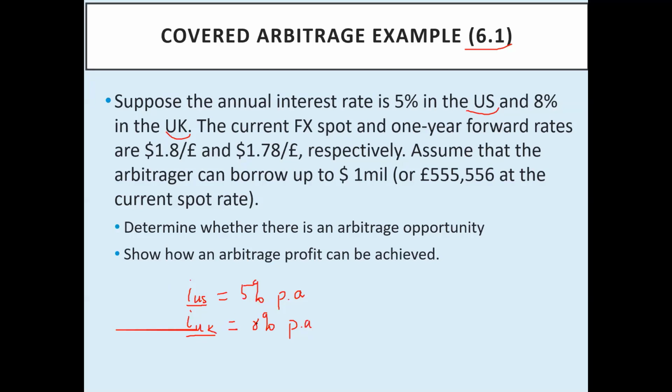So in the UK, the interest rate is 8%. Currently, the foreign exchange spot rate and the 1-year forward rates are 1.8 and 1.78, okay? So the spot rate is 1.8 USD per pound. And the forward rate for a 1-year contract is 1.78 USD per pound.